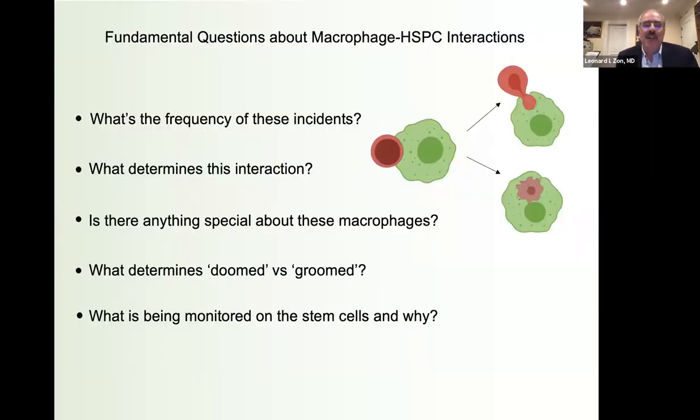So this raised a number of questions. What is the frequency of these events? What determines this interaction? Is there anything special about these macrophages? What determines being doomed or groomed? And what is being monitored on the stem cells?